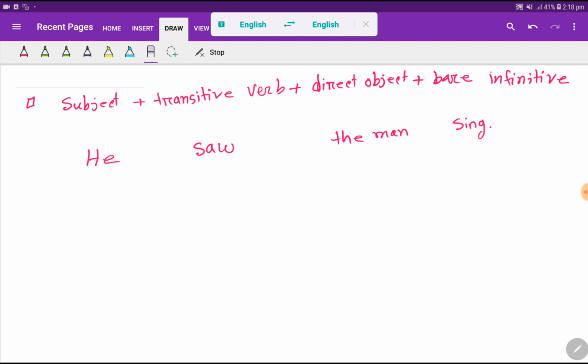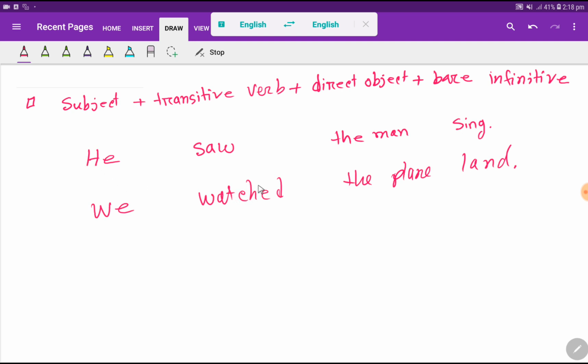However, let me take another example. Okay, so we watched the plane land. Look, here I am not using any to. We watched the plane to land, I am not using that. I am just using a simple verb without to. So that is why these are bare infinitives, right?